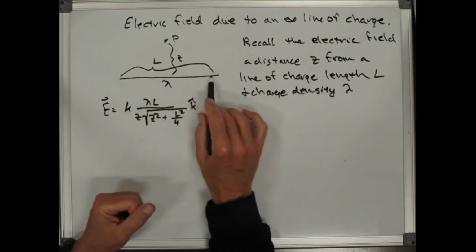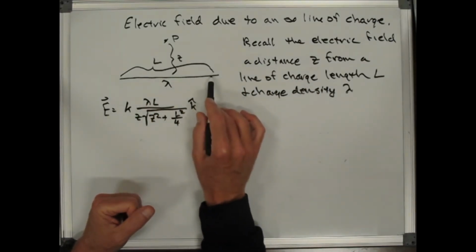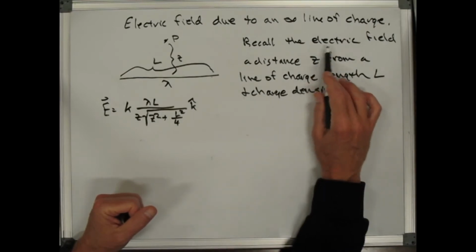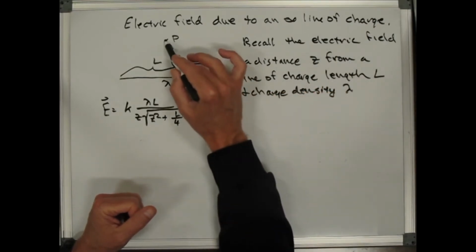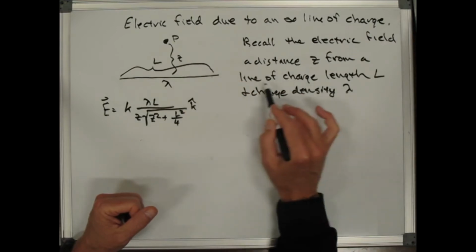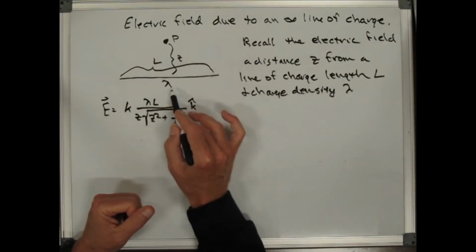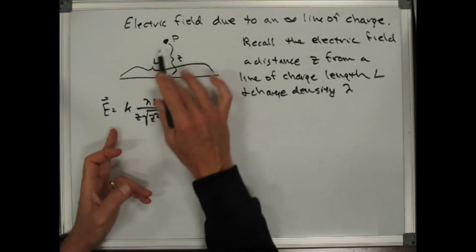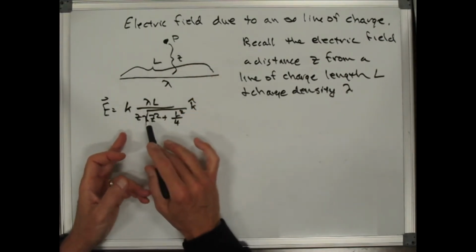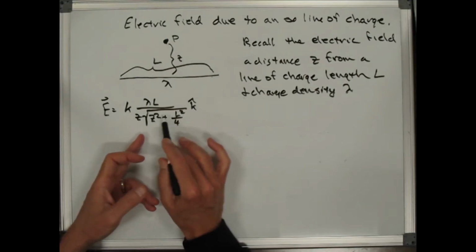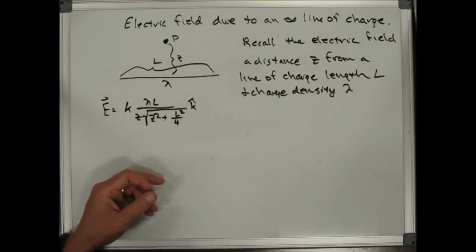For the line of charge, we wanted to calculate the electric field at a distance z, at this point P, from a line of charge of length L with linear charge density lambda. We derived this using calculus and integrating along the length of the wire. It was a little complicated, and we got this formula, and we even showed how we got it.